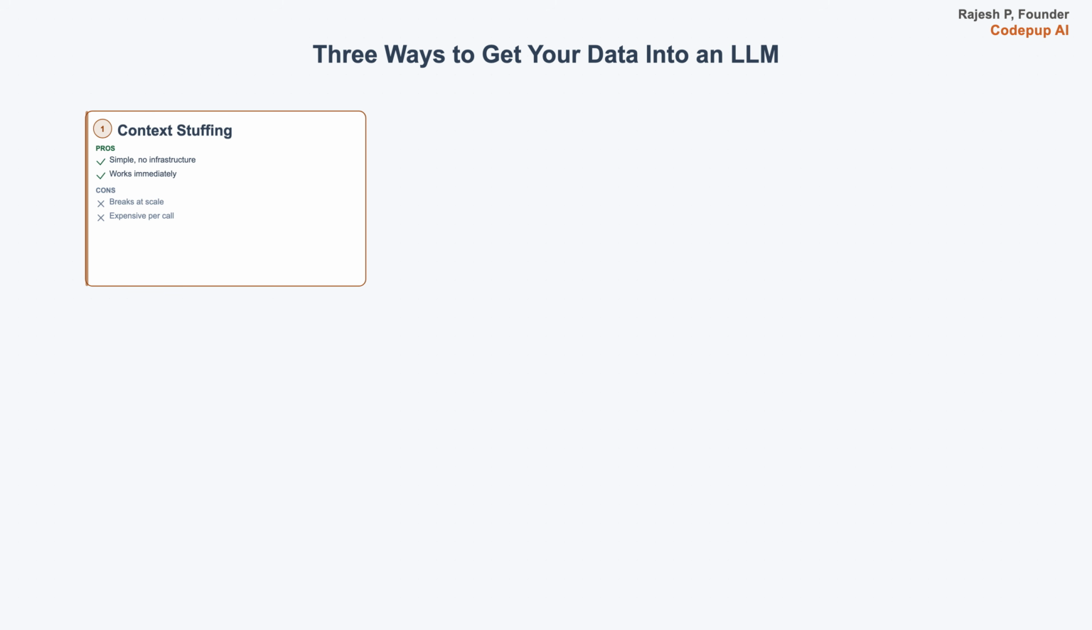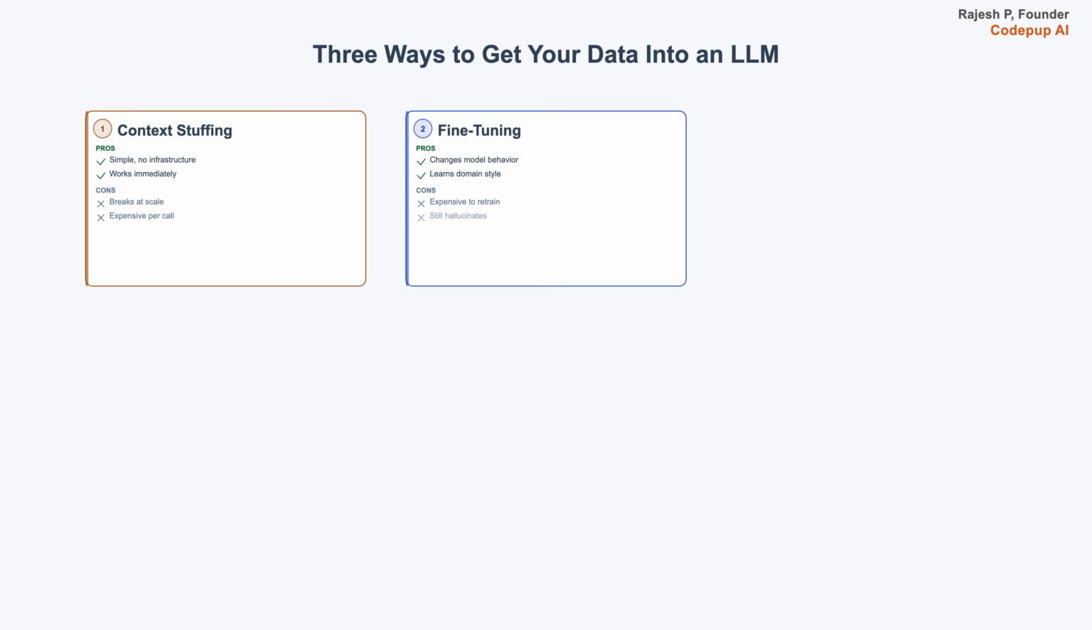So you know you need your data in the LLM somehow. You have 3 options. Option 1, stuff the context. Just paste your documents directly into the prompt. This works when you have a small amount of data, maybe under 50 pages. It's simple, no infrastructure. But it breaks when your data grows, and you're paying for tokens every single call.